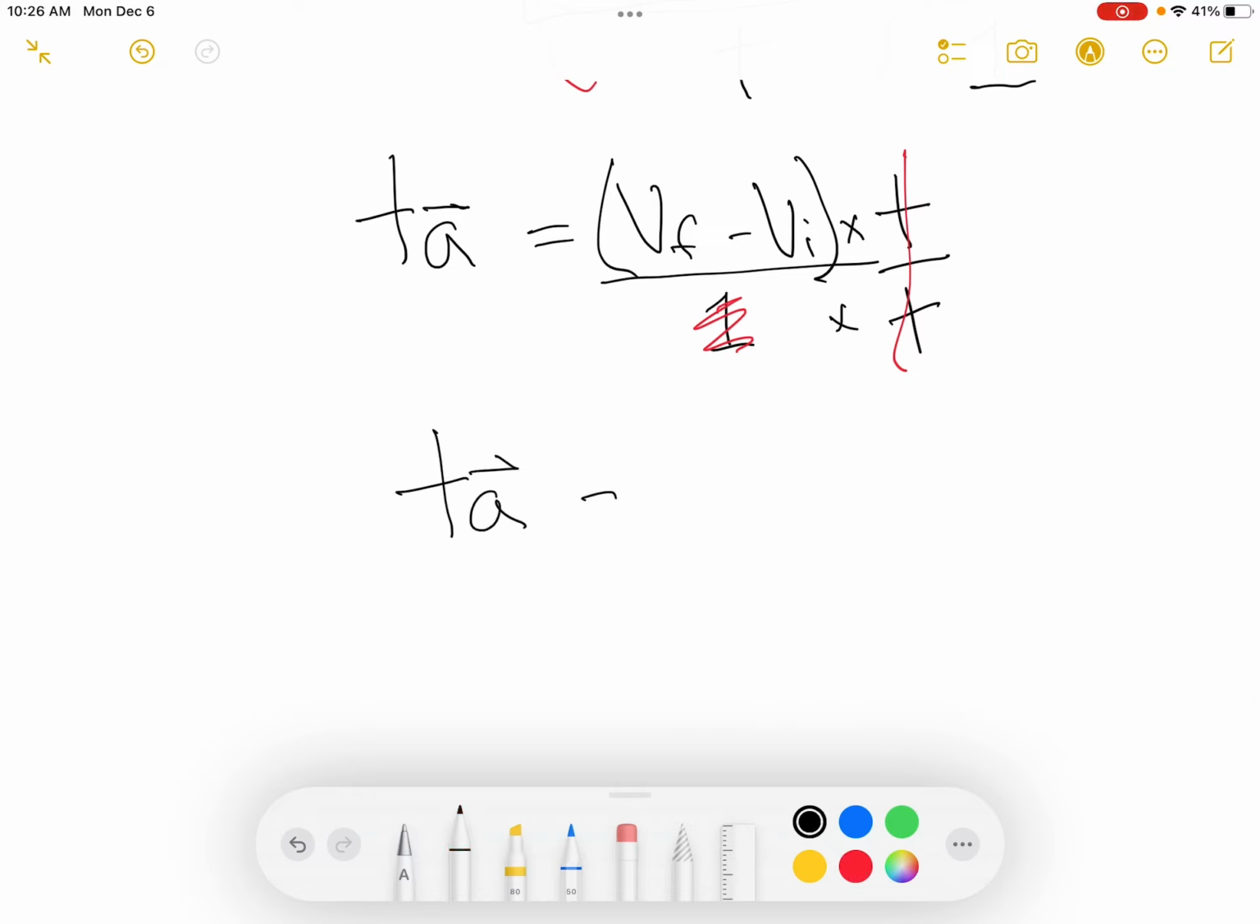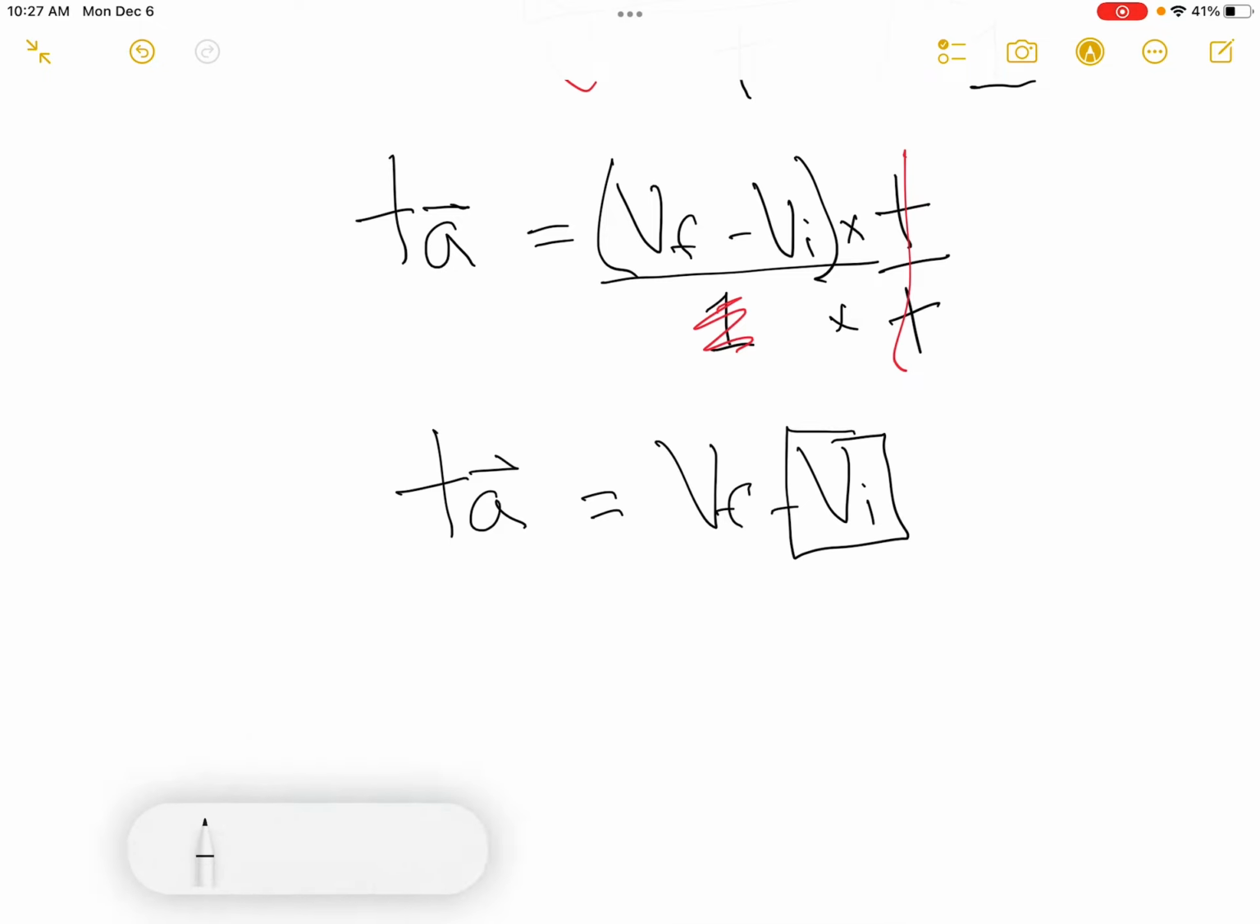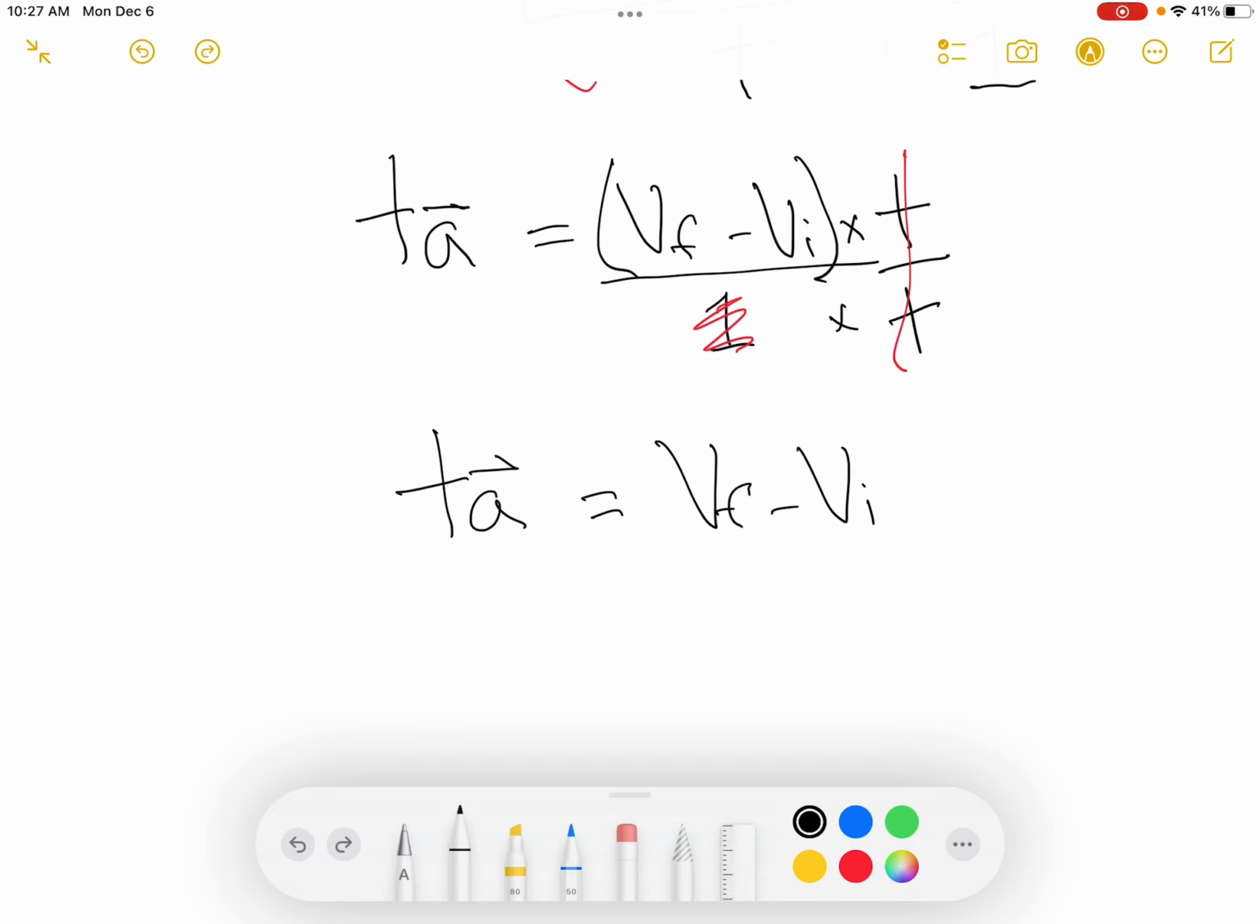But let's rewrite this now to simplify it. Time times acceleration is equal to Vf, a funny looking f, minus Vi. So final velocity minus initial velocity. We've greatly cleaned up the right-hand side by getting that t off of the denominator. Let's keep going. We said our goal is to get the initial velocity on its own. Based on what we said, you might be tempted to think, okay, we have the final velocity minus the initial velocity, so if I divide both sides by the final velocity, these should cancel out. This is where you have to be careful.